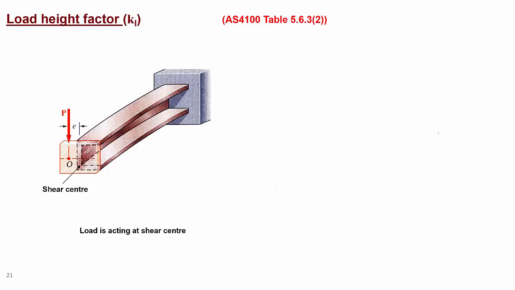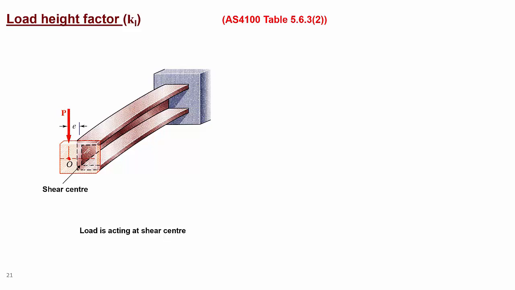Let's look at it now. So if this is a channel section that you have, a cantilever channel section, the load is acting at the end of the segment. But as you can see, for the channel section, the shear center is at this point. Good. Now, shear center means that if the load acts through that shear center, there will be pure bending and there won't be any twisting.